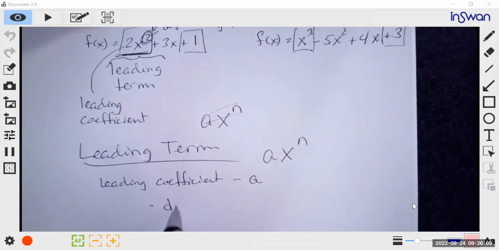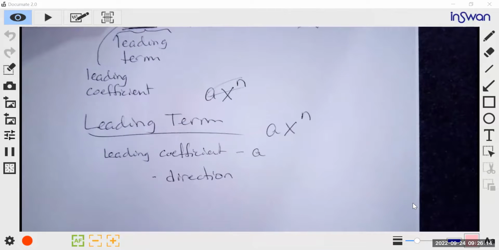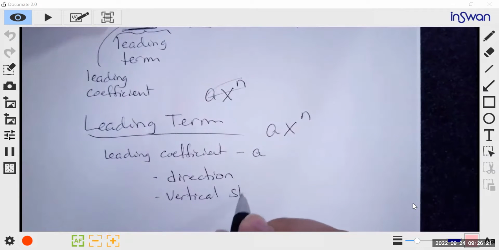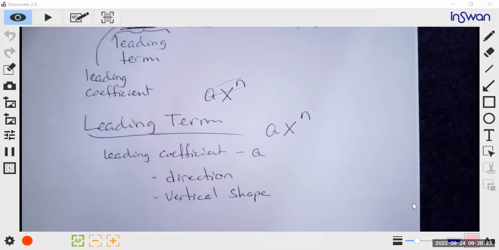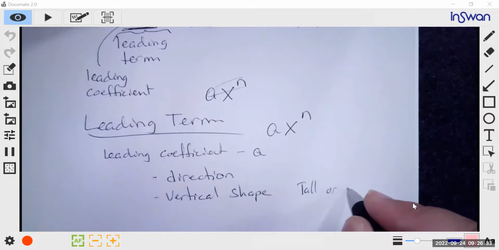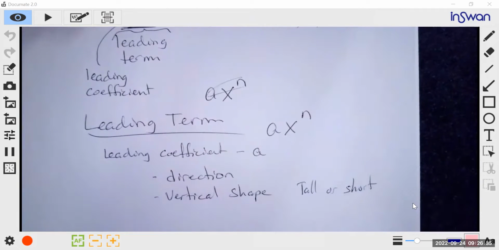This tells us the direction and the vertical shape of the graph. Basically, is it going to be tall or short? If it's tall, it's going to be spread out. If it's short, it's going to be scrunched.